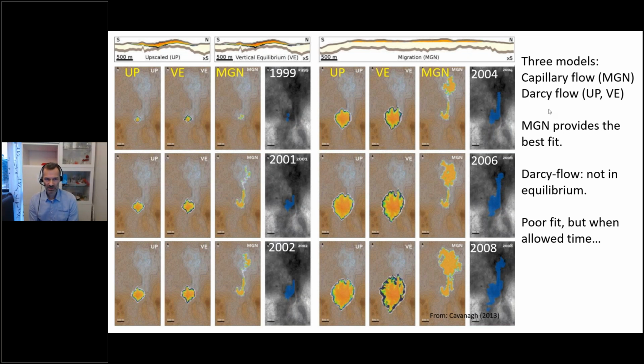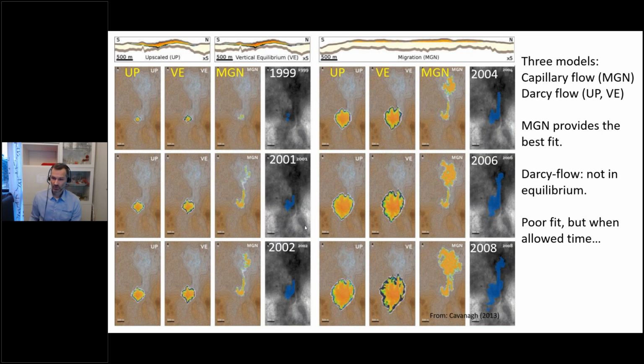And we can see that this MGN, or the percolation model, provides a better fit, maybe actually overestimates the spread by 2008. But the Darcy flow solutions are almost just blobs around the injection well. I should note that of course this is from 2013. So these models have since obtained better fits than these. But the issue with the mismatch by the Darcy model is still relevant.